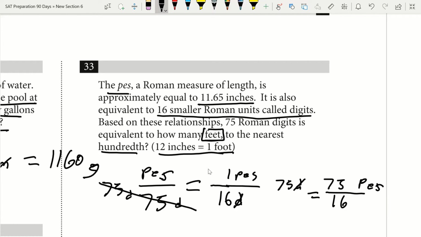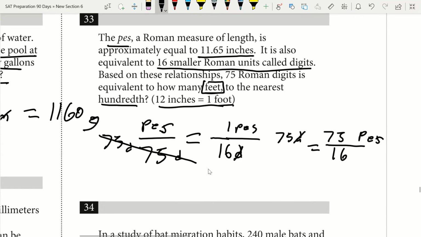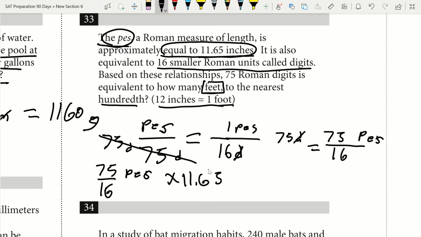Now, how many inches is that many pes? Well, we know each pes is equal to approximately 11.65 inches. So now we take this 75 over 16 pes that we have. We have to multiply it then by that 11.65 inches per pes. Okay, once again, we see our pes will cancel there, and we'll be left with our answer in inches. So we have 75 over 16 times 11.65.